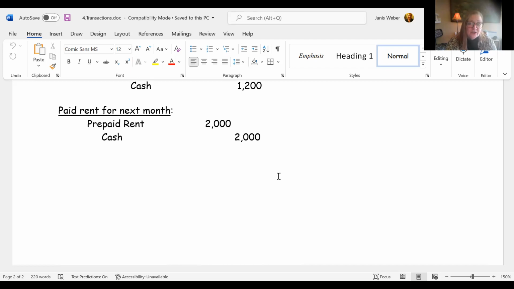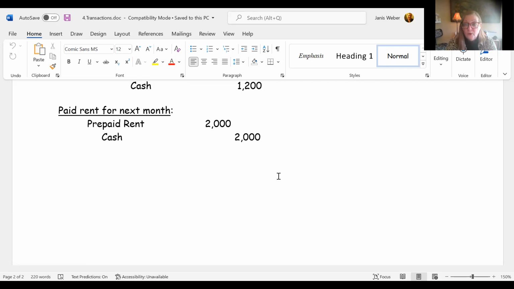So this time we know they said paid rent for next month. So we're going to record that with a debit to an account called prepaid rent. If it had been for the current month, we would call it rent expense, but we can't do that because it's not time to record it yet as expense. So we have to put it somewhere. We show that it's an asset paid in advance for next month. We call it prepaid rent. It's an asset, debit $2,000.